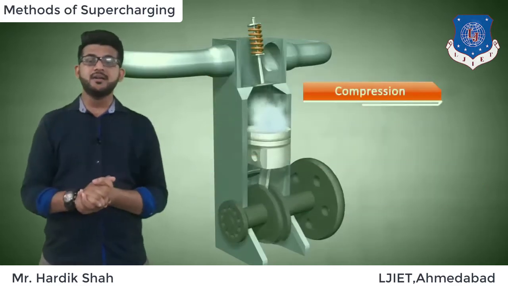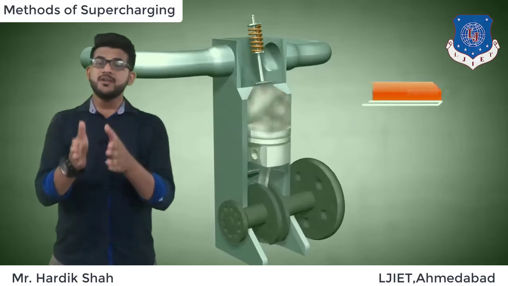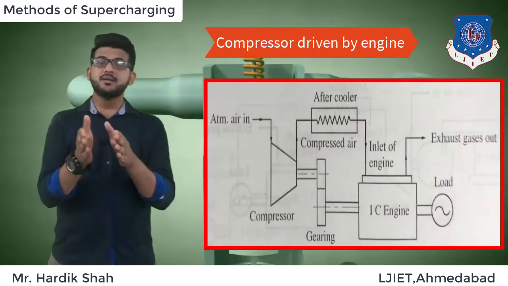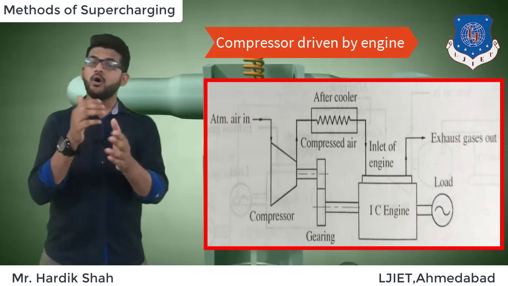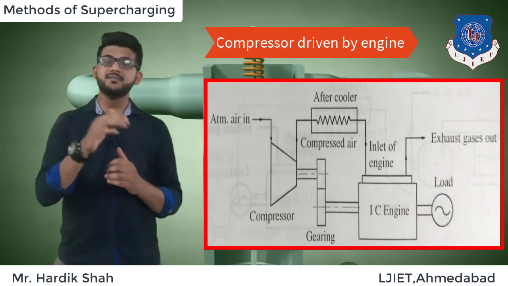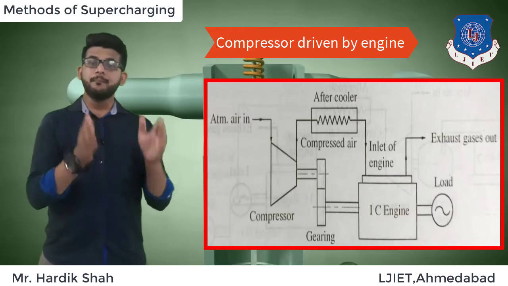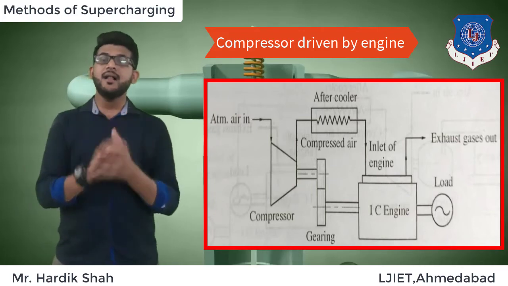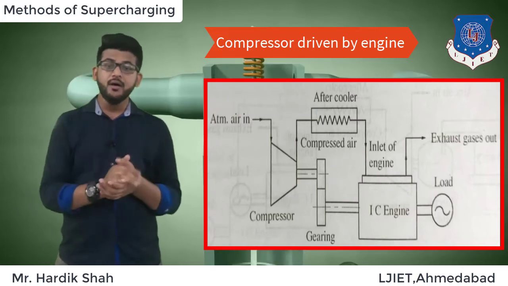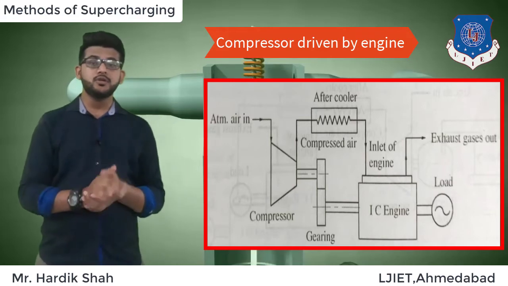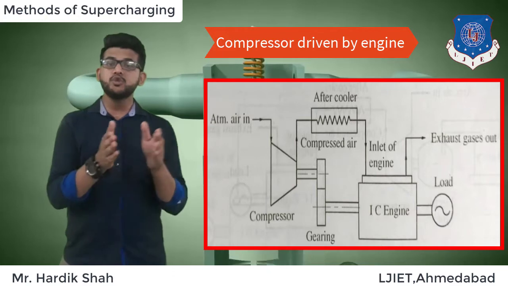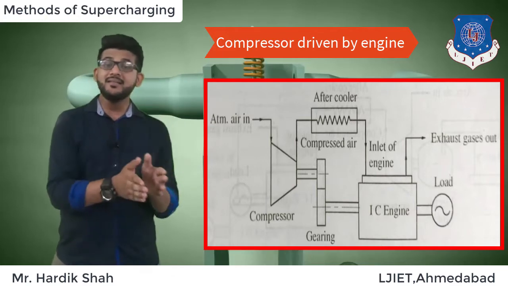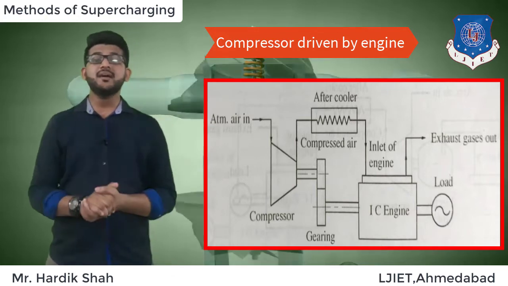Let's see the first supercharging method, which is compressor driven by engine. As you can see in this diagram, the compressor is driven by the engine with the help of gearing or belt drive. A certain engine output is used to run the compressor. So in this case, the net output of the supercharged engine is greater than the gross output of the naturally aspirated engine.